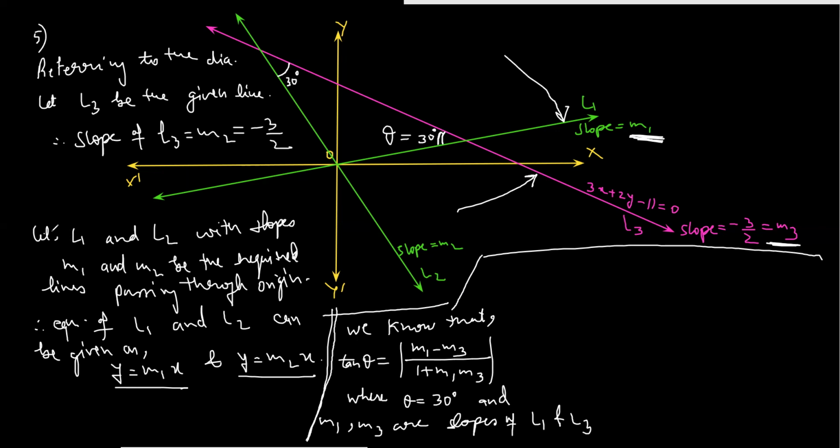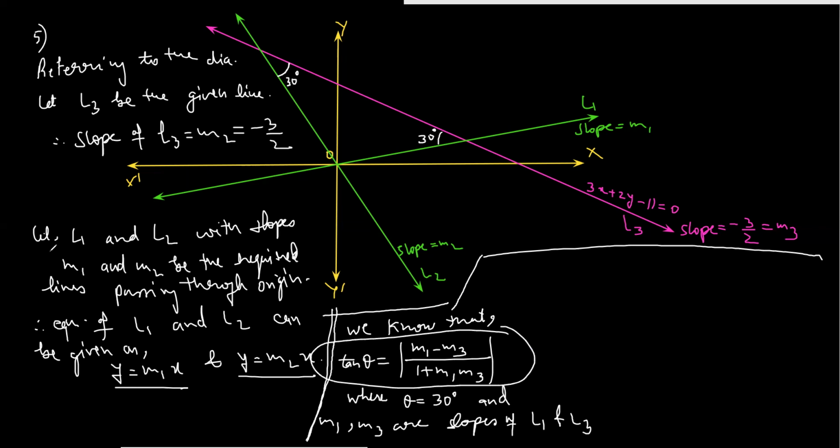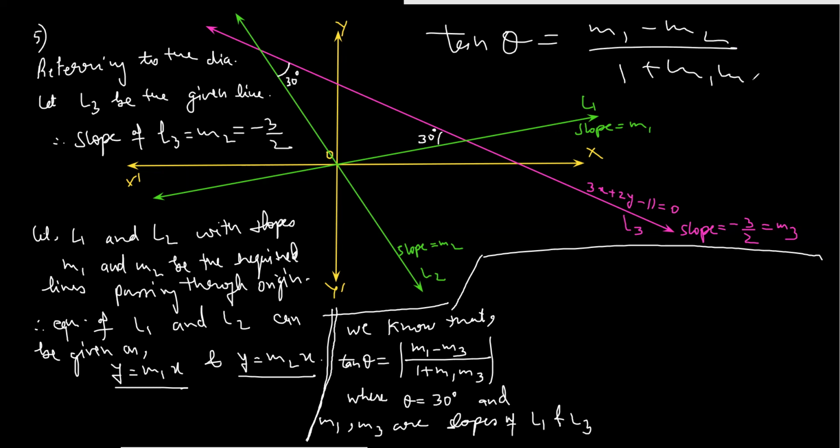So you know from your 11th standard knowledge that if you have two lines whose slopes are given, you can get the acute angle between the lines using this formula. Normally the formula is tan theta equals m1 minus m2 upon 1 plus m1 m2, because there the two lines have slopes m1 and m2. But here the two lines have slopes m1 and m3, so we will write m1 minus m3 upon 1 plus m1 m3, right?